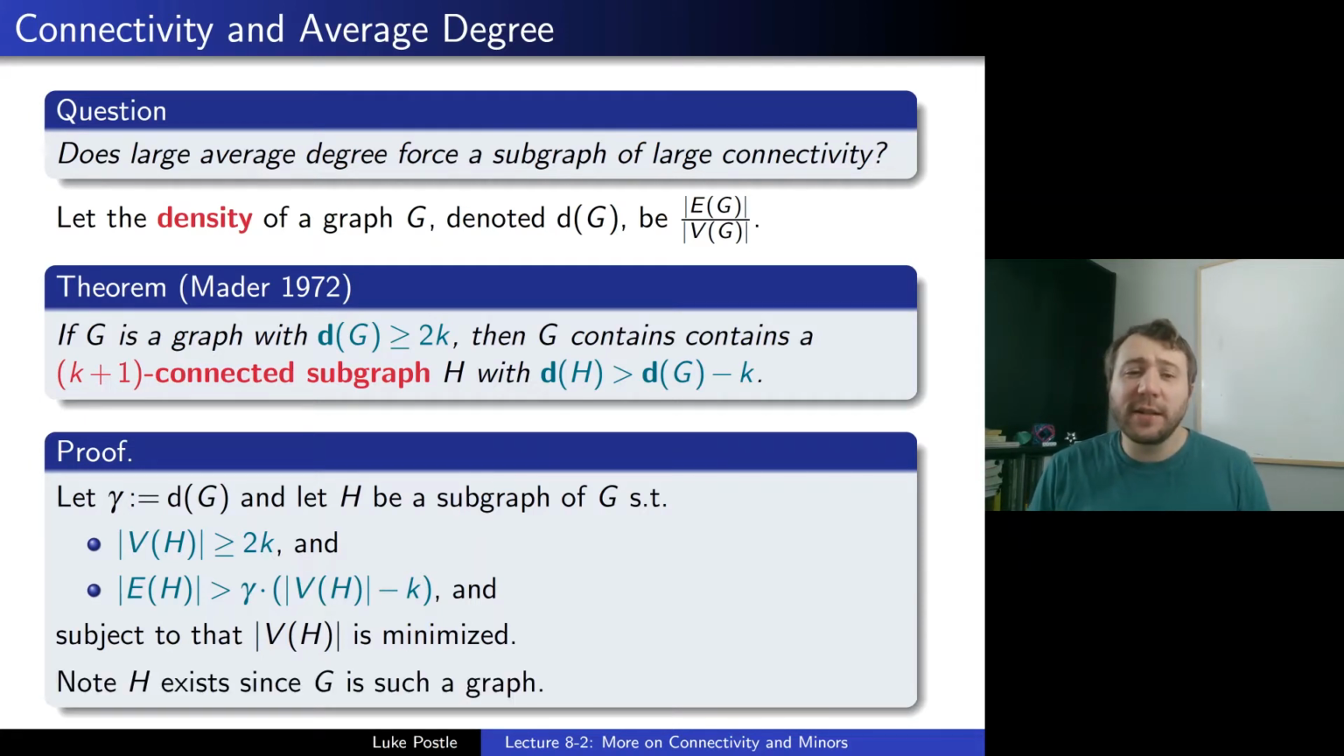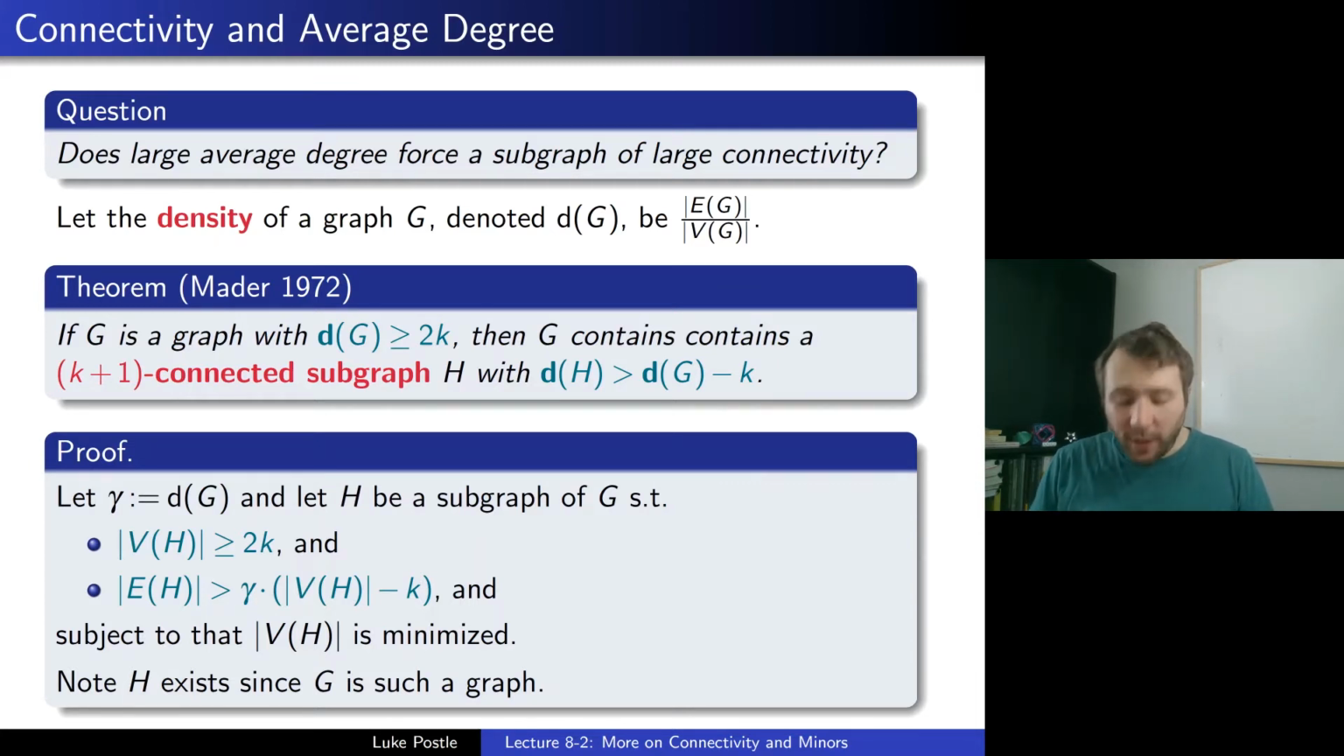And we note that such H exists since G is such a graph. G has at least that number of vertices, and the number of edges is actually gamma times V of H, and so gamma is at least 1. This is fine. Okay, so now we're done with that.